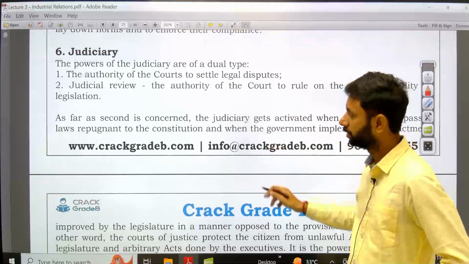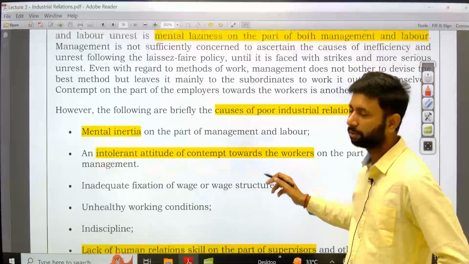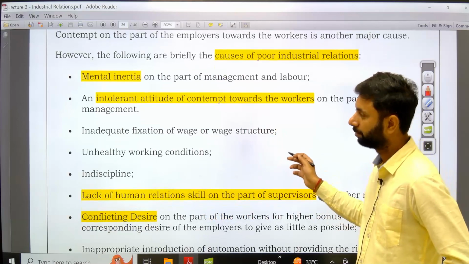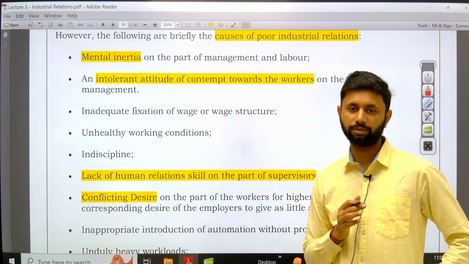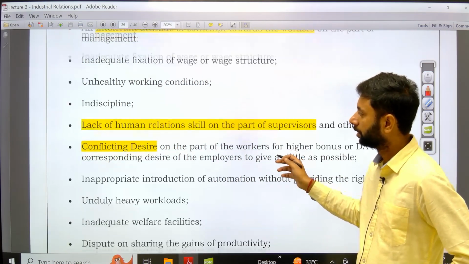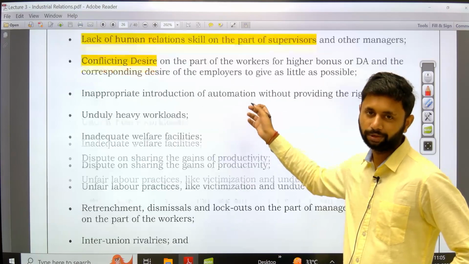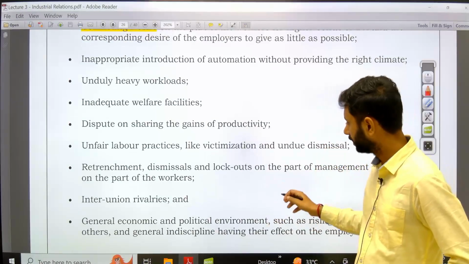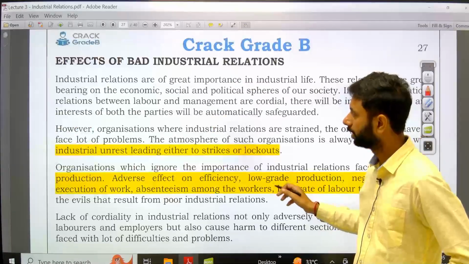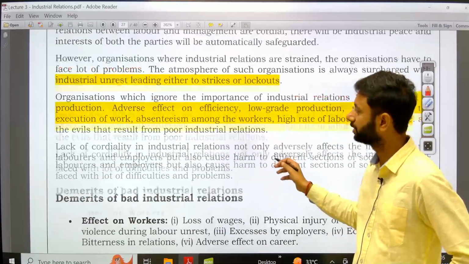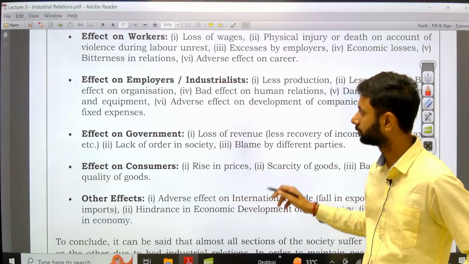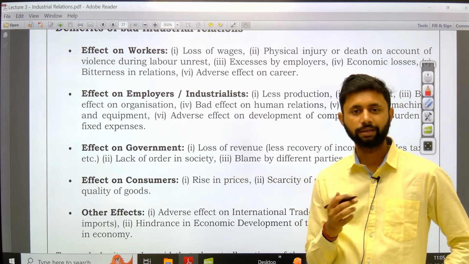Then we talked about the judiciary. After that, we talked about the causes and effects of bad industrial relations. In the causes, we talked about mental inertia on both management and workers. They don't want to understand the objectives and motives of each other. And various other issues that were prominent whenever we talked about industrial relations evolution in historical India. In effects also, this is a basic generic thing, we discussed each stakeholder. Then, what will be the effect of bad industrial relations?